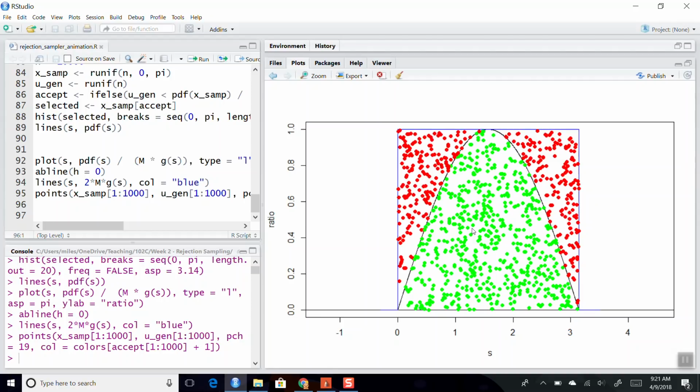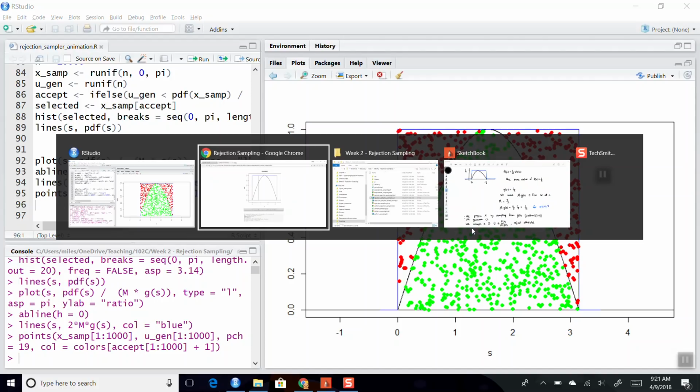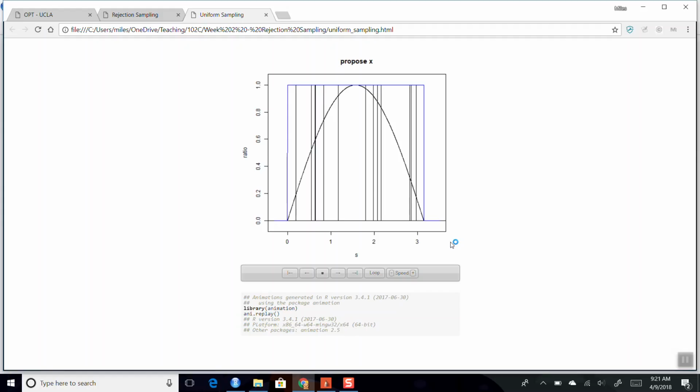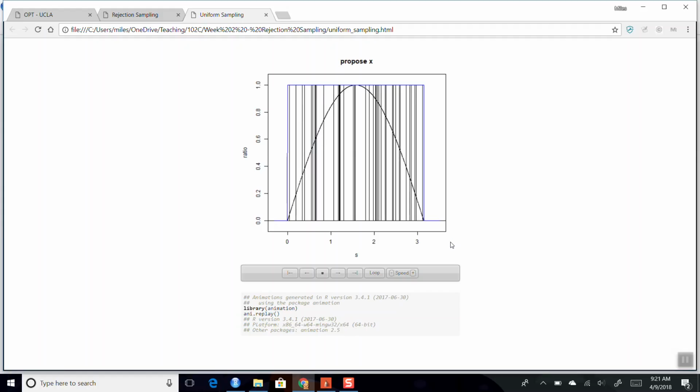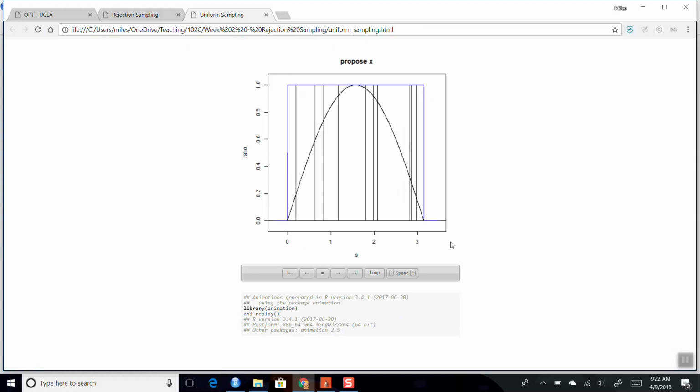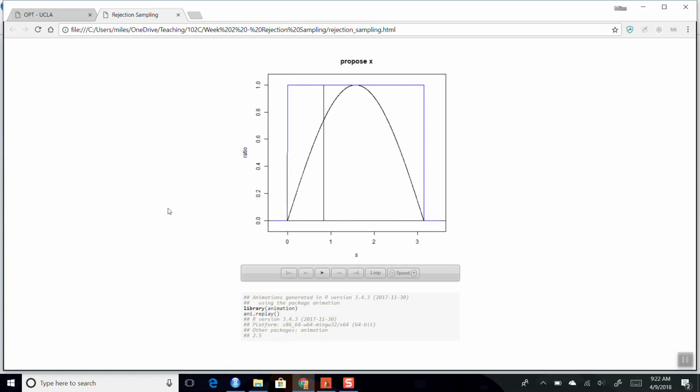You propose from some other distribution, then you sample another uniform value, and you check the PDF to see if you should accept it or not. I drew a couple more things. One is the uniform sampling. This is just to show that all values between 0 and pi get sampled with about equal probability. When I run the uniform sampler, pretty much everything between 0 and pi gets sampled with about equal probability. Maybe, because it's random, some values might appear more or less frequently than others.